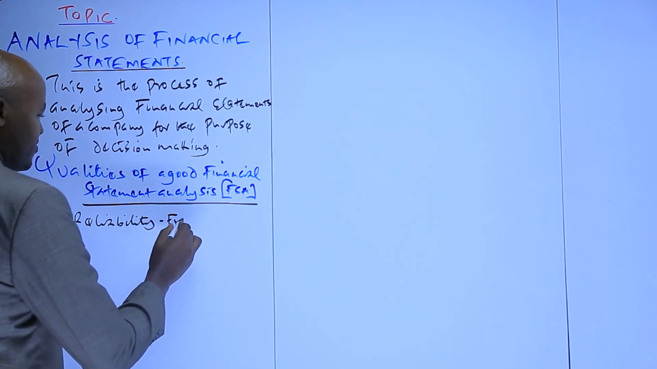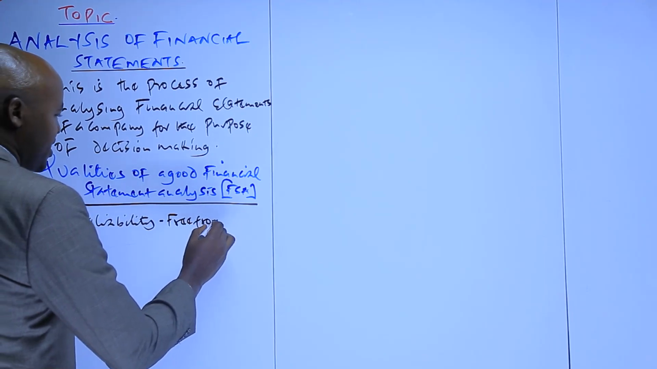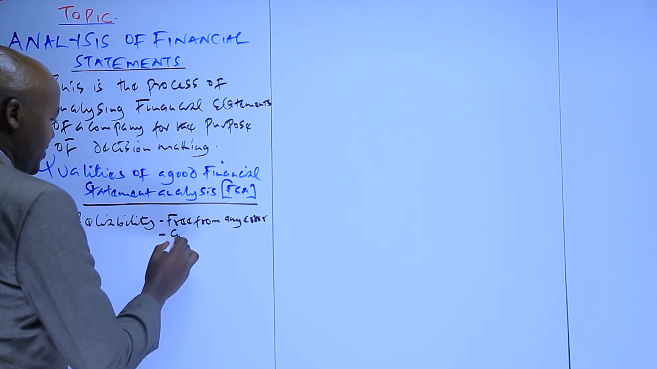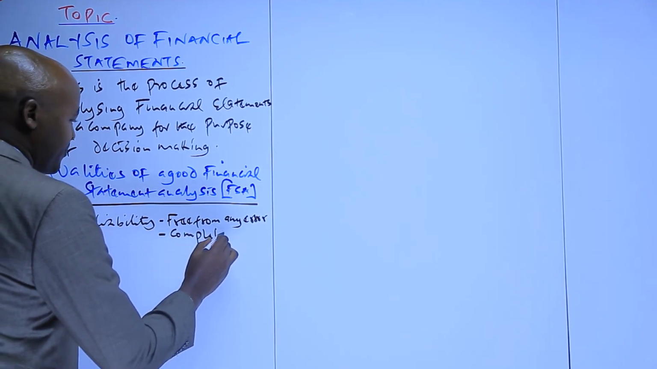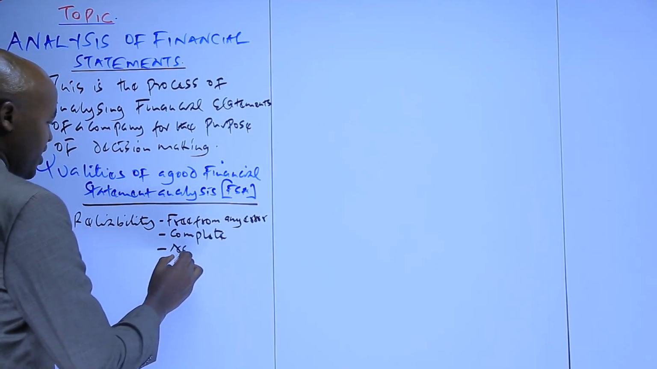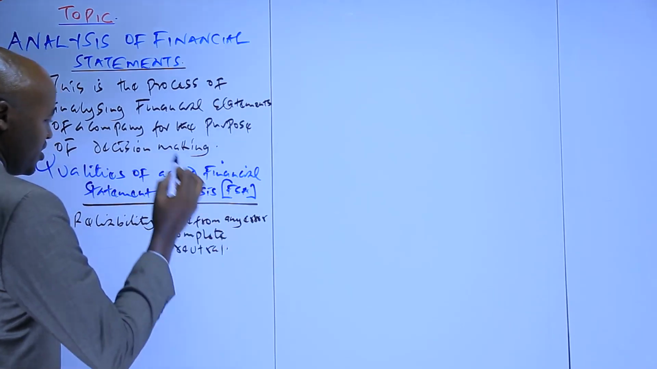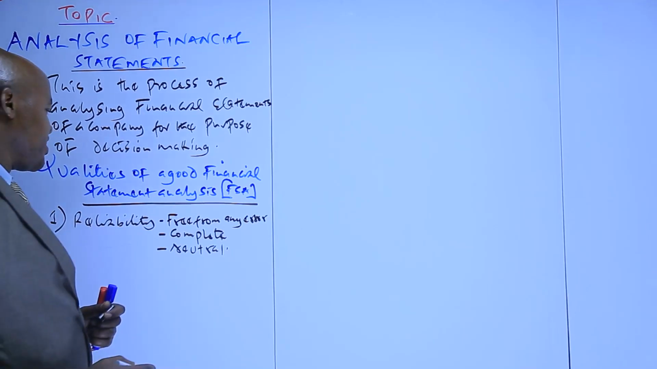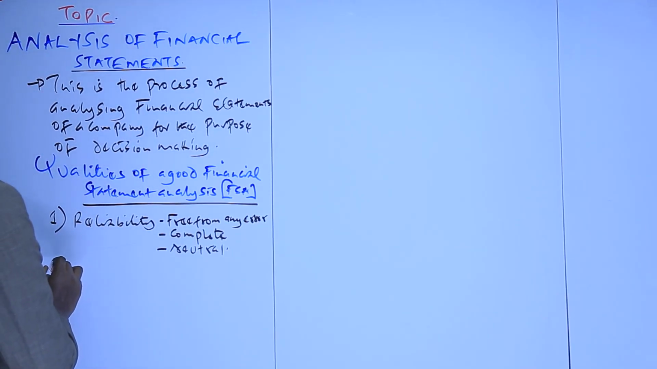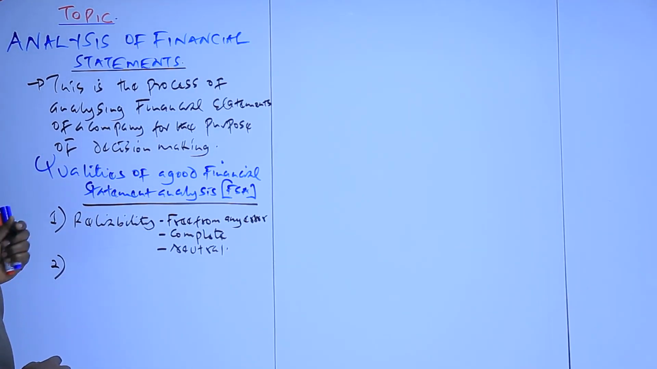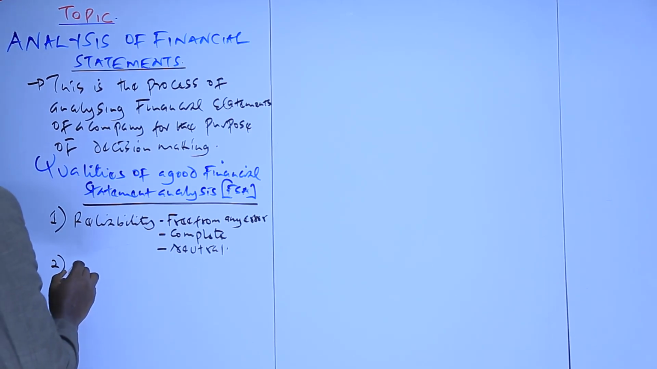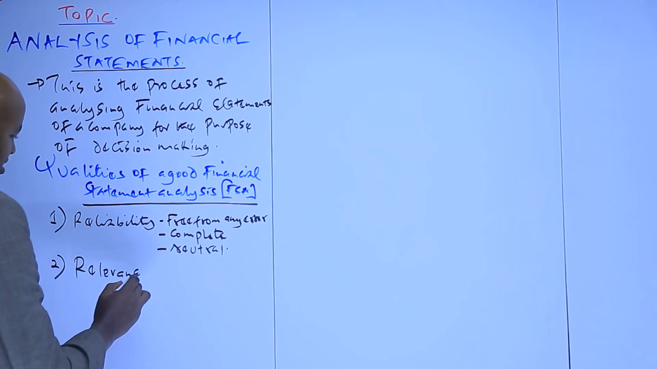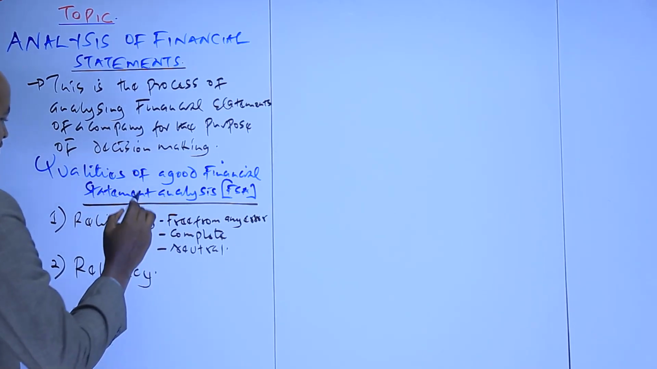One, if that information is free from any error. Number two, that information is complete, and also that information is neutral. If that is the case, then we say that the information provided by the financial analyst is reliable. Number two, the other quality of a good financial statement analysis is what we refer to as relevance, or basically relevancy.